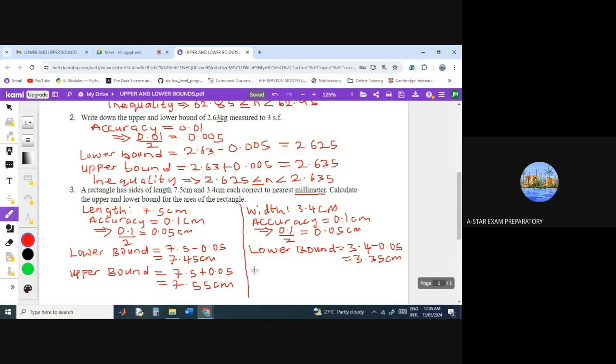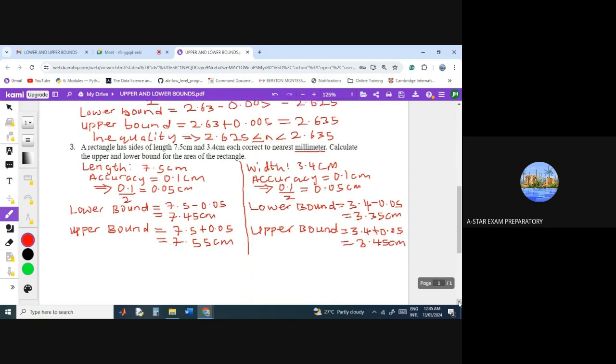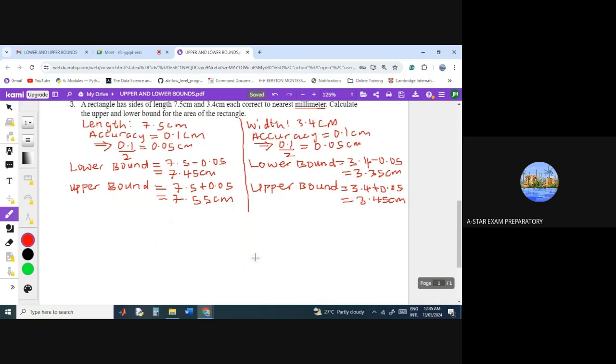Okay, so let's look at the upper bound of the width. So the upper bound is equals to, we have 3.4 plus 0.05, which gives us 3.45 centimeter. So this is just the first part of what we are required to do. So the next thing is, the question tells us to calculate the upper and lower bound for the area.